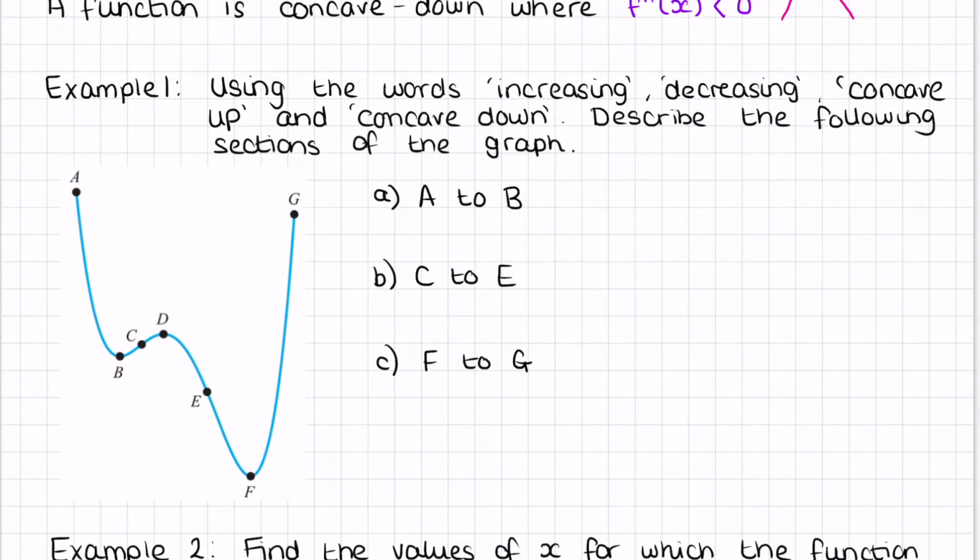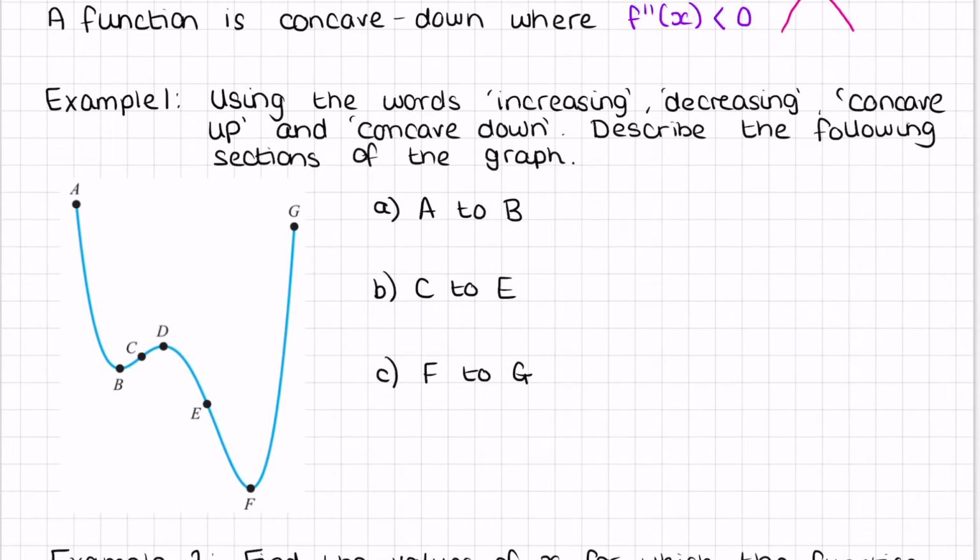So part A. From A to B, we can see that it is going downwards, which means it is decreasing. Now, because it is going downwards and going into a curve at the bottom here, like this, it is going to be concave up.